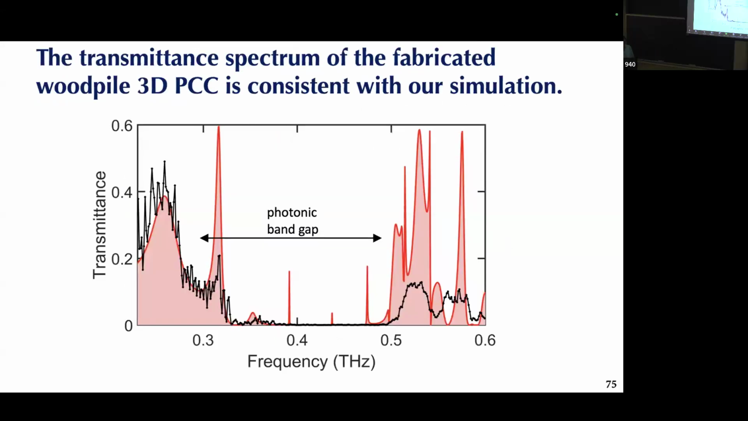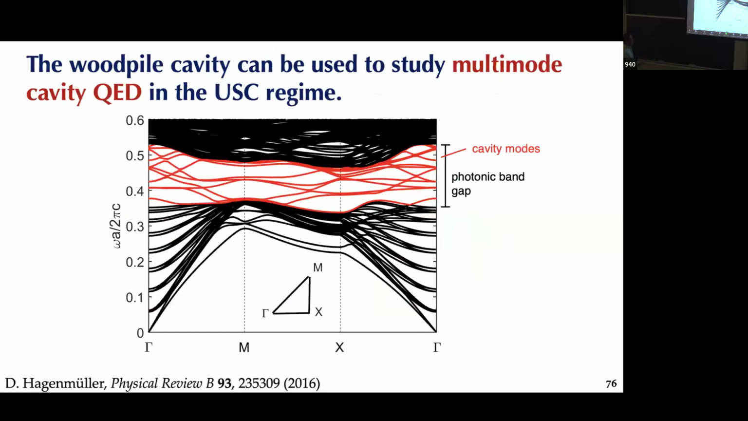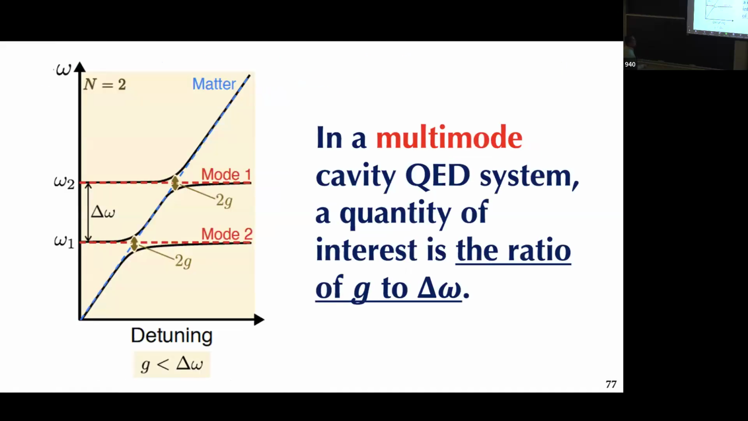And we did transmission spectroscopy to verify the existence of the photonic band gap and the resonances. In this kind of three-dimensional photonic crystal cavity, there are multiple photonic modes, multiple defects inside the cavity. This leads to an interesting regime called the super strong coupling regime. I talked about the strong coupling regime, ultra strong coupling regime, and the deep strong coupling regime, but there's another regime called the super strong.